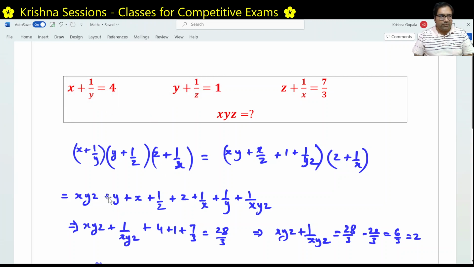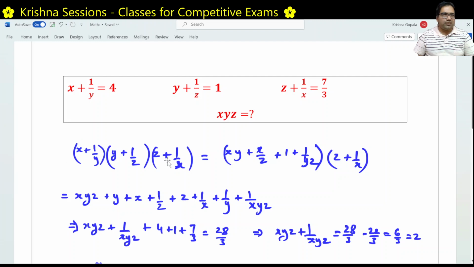Right. So basically, these six terms are actually the sum of all these three only. Right. So what does that mean? xyz plus 1 by xyz we can take together, plus the remaining six terms, x plus y plus z plus 1 by x plus 1 by y plus 1 by z, we can directly use these three terms, right? x plus y plus z plus 1 by x plus 1 by y plus 1 by z will be equal to 4 plus 1 plus 7 by 3. So we can directly replace with that.